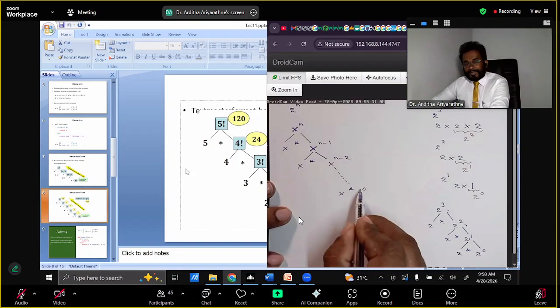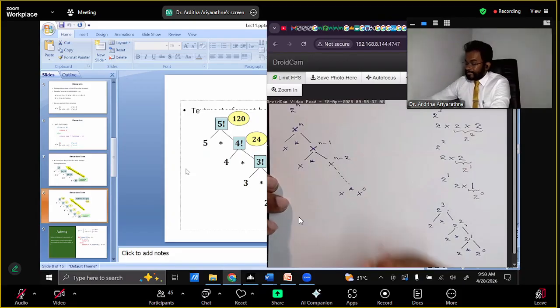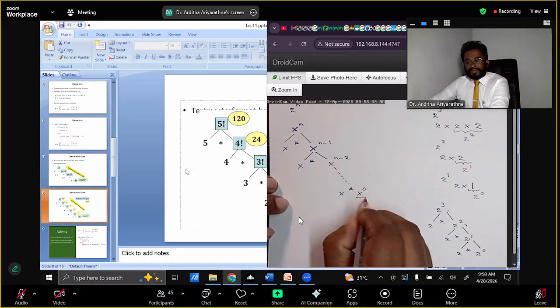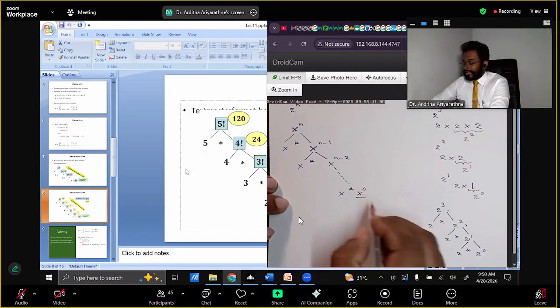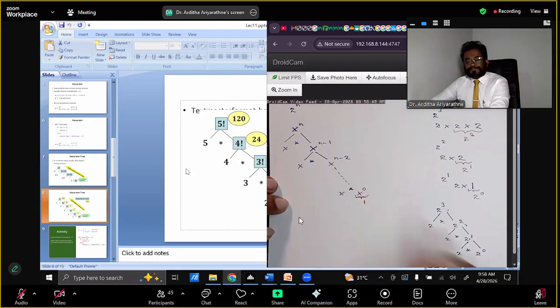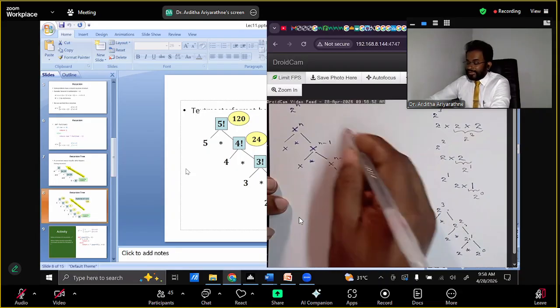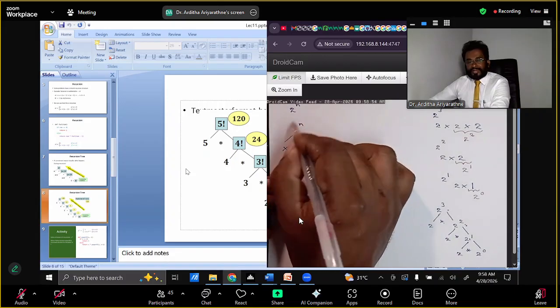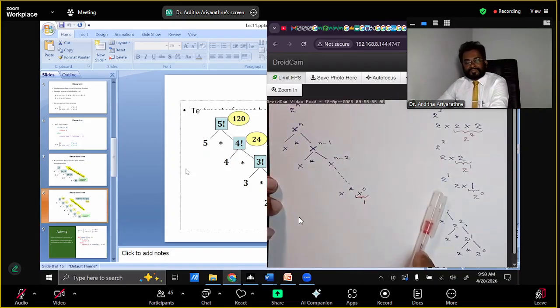For any number, the power being 0 means this is our basic level. And we know the answer for this one is 1. Right? For this one, the answer is 1. Then we can go upwards to get the solution for x to the power of n.